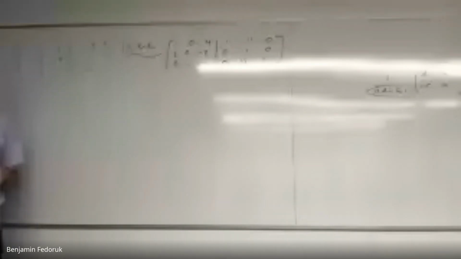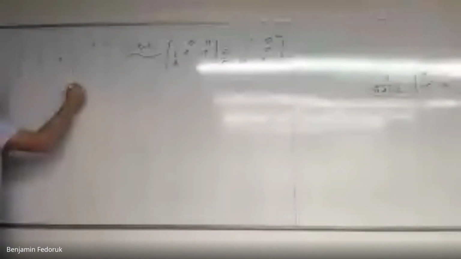Next step, any idea what we should do? Any suggestions yet? Switch row 3 and row 2. Yeah, sure. Row 3 switches with row 2. What we'll end up getting is 1, 0, 4, 1, minus 1, 0, 0, 1, 1, 0, 0, 1, 2, 0, minus 2, 0, 1, 0. What now?